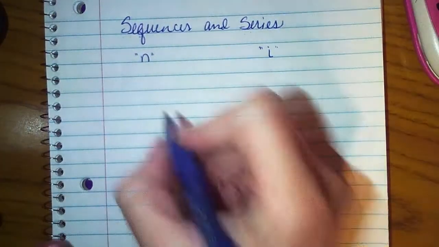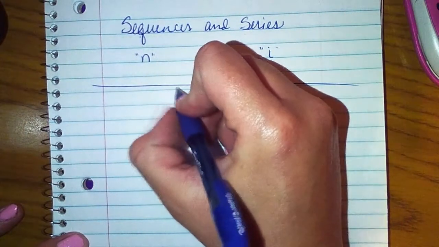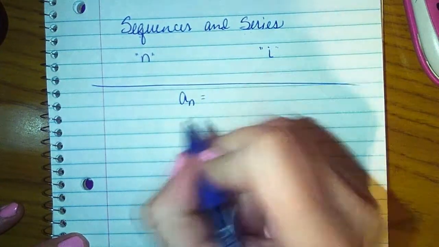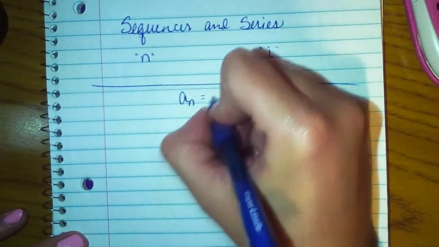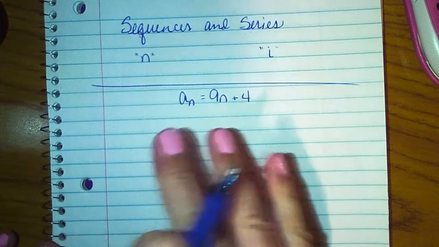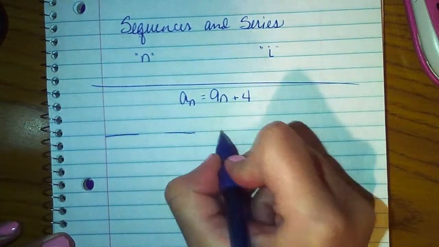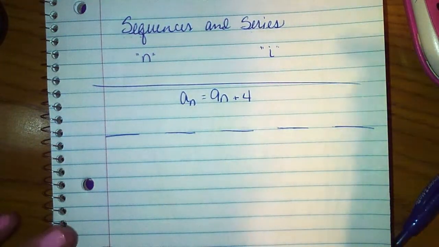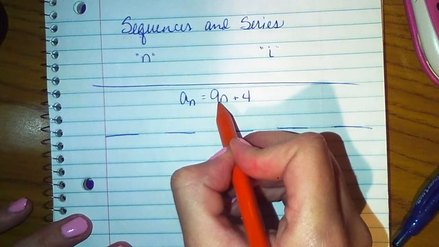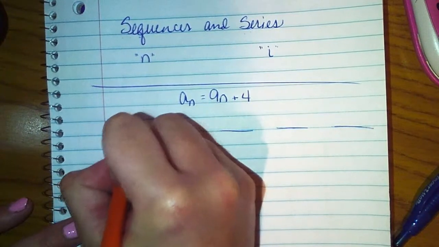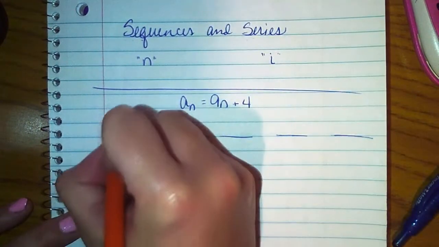So the first one says, determine the first 5 terms of the sequence given by the following formula, or whose nth term is defined as follows. So I have a sub n equals 9n plus 4. And it says give me the first 5 terms. So 1 term, 2 term, 3 term, 4 term, 5 term. Okay. So if I want the first 5 terms, that means if I want term number 1, I shove in a 1 here. So that means I've got 9 times 1 plus 4. So 9 times 1 plus 4 is 13.